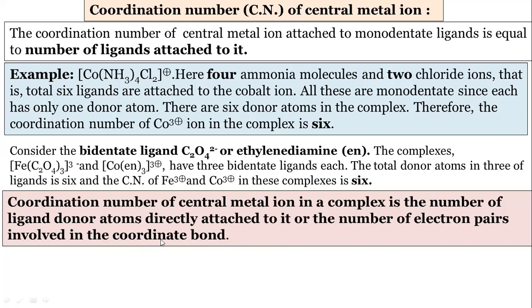Remember, for monodentate, it is the total number of ligands, and in case of bidentate ligand, it is how many electron pairs are involved. If one bidentate ligand is there, there are 2 electron pairs. If 2 bidentate ligands are there, there are 4 electron pairs. If 3 bidentate ligands are there, again 2 is added. So 2 plus 2 plus 2, 6.